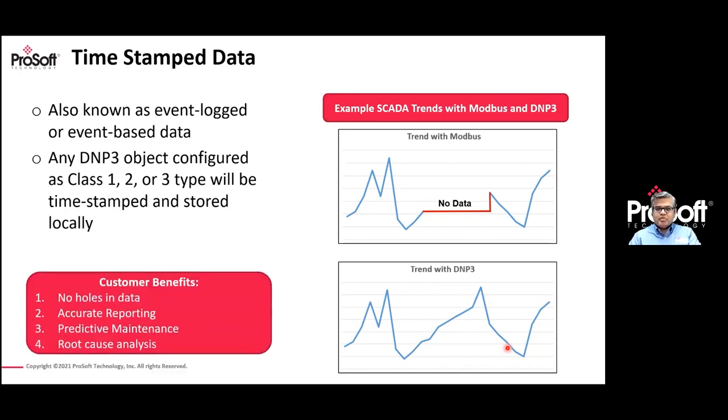So for the customer benefits, as you can see from the trend in the picture on the right-hand side, you would not have any holes in your data. Here's an example of a trend. You've got some device that's providing data, and if you've lost communications over a period of time and you're using Modbus, you typically will not get any data during that period, and that would show up on your trend as a flat line. But with DNP3, because of the ability to timestamp and store the data, it can still capture those events and store them in its memory, and when communication recovers, you can get all that data back to your top end where you can backfill your trends and so forth.